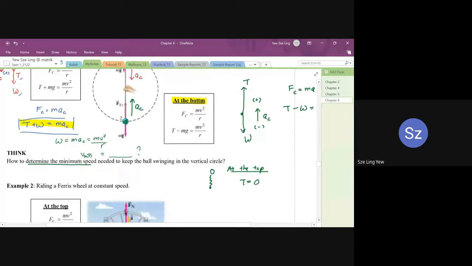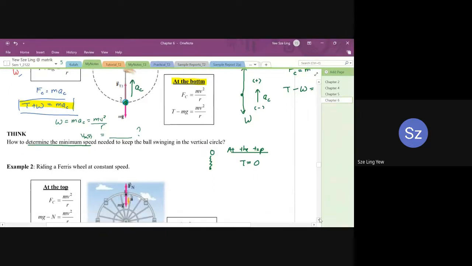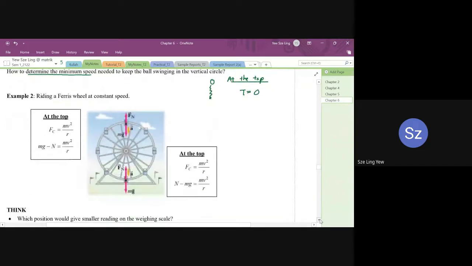So if you have a speed that is less than this minimum speed, then you will no longer have a vertical circular motion. The object will drop. The same thing happens if the string breaks: if a string breaks, then T will also equal 0. So example 2, same things happen.